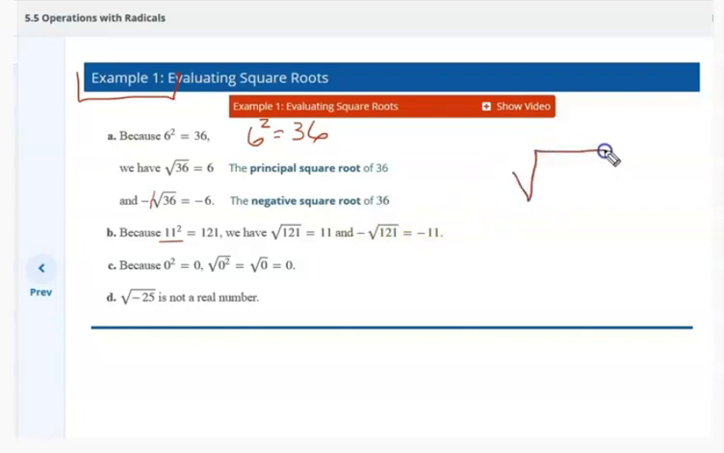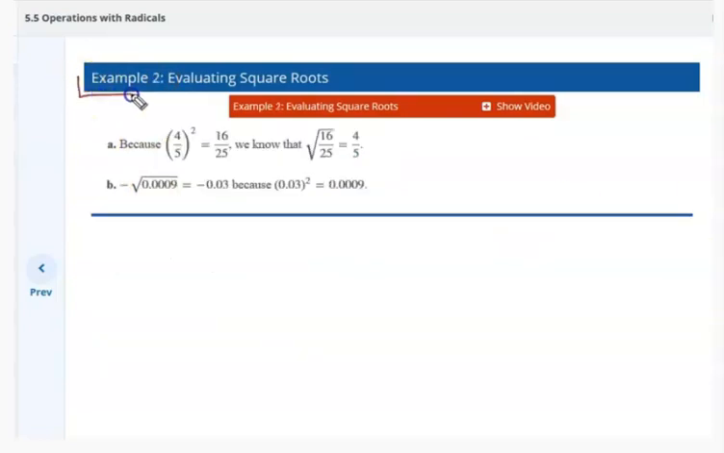Now notice, we're not saying a negative 121 under the radical sign. This would be not a real number. Now if we square 0, we get 0. So 0 squared, or the square root of 0, is 0. And then in example D, the square root of any negative number is not a real number. So again, many of you would know this, but we want you to have it in your notes. Repetition. All right, let's go on.